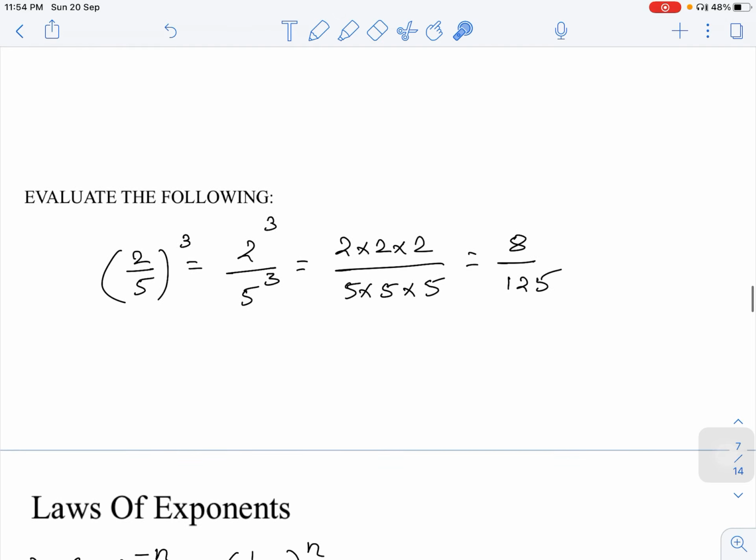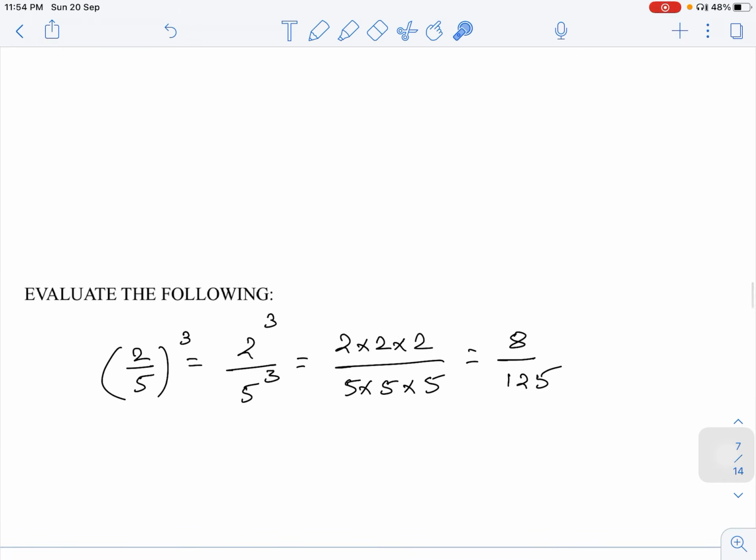Now, before learning the laws of exponents, let us solve one example. Here it is given: evaluate the following. Evaluate means we have to find the value. It is given as (2/5) raised to 3. We have learned in the previous year that if the same power is there for numerator and denominator, this power is for the numerator also and for the denominator also. So we can write it as 2 raised to 3 and 5 raised to 3.